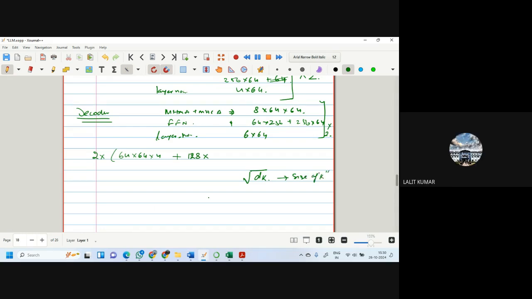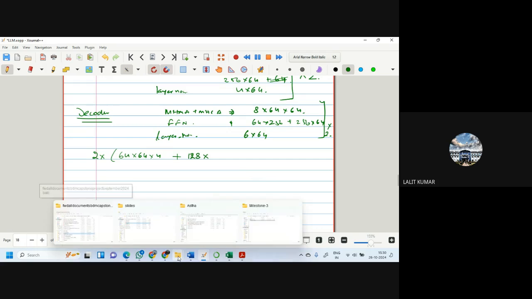If it is 64 into 64, then it becomes 64. If it is number of heads, it can become, for example, 8. So this will become 8. Has somebody done this calculation?